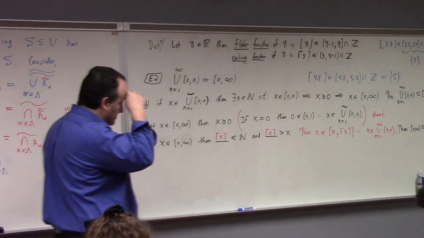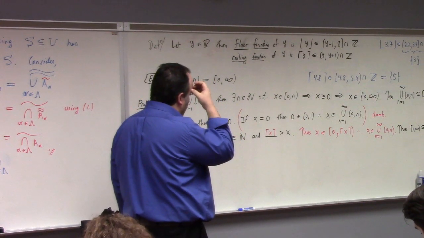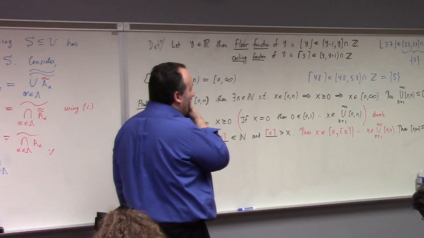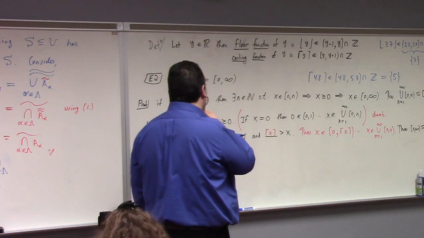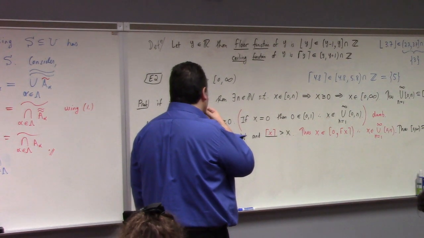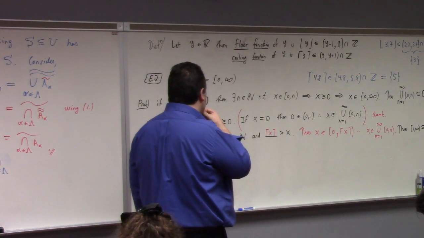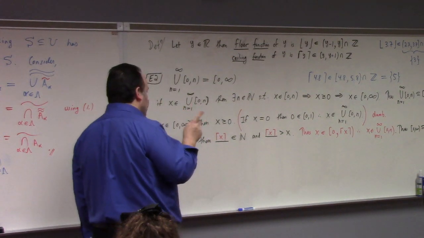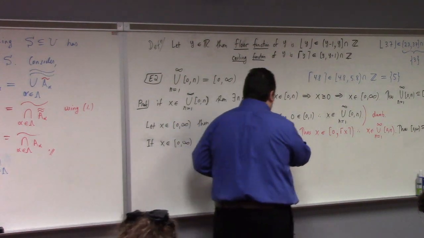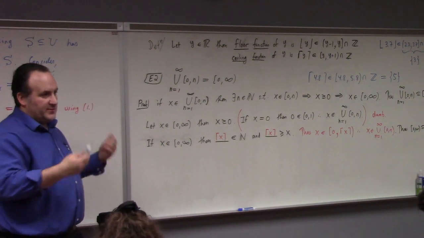Could x be equal to the ceiling of x also, or no? Like if it's already a natural number? Let's see here. Could x be equal to the ceiling of x? Yes, that is true, as we've set up the ceiling function. So I don't have a strict inequality, I have a what? Greater than or equal to. Right. But the argument still works, right?